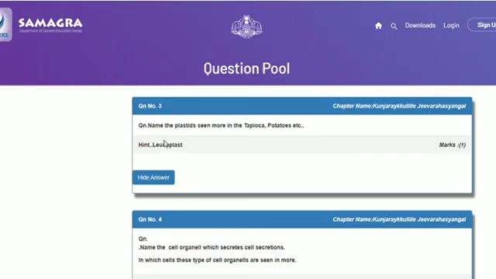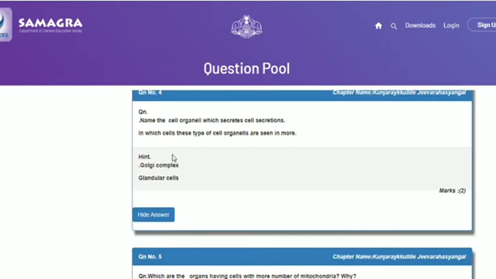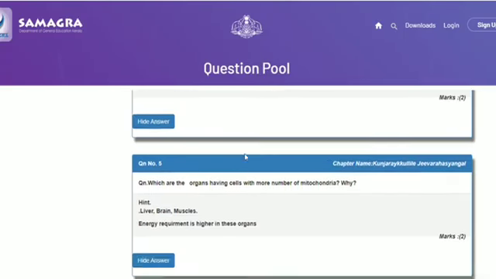Third question: name the plastids seen more in tapioca, potatoes, etc. Leucoplast. Fourth question: name the cell organelle which secretes cell secretions. In which cells? Golgi complex. In which cells are this type of cell organelles seen more? Glandular cells.